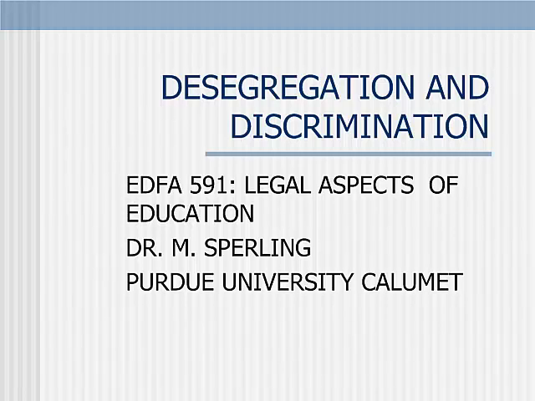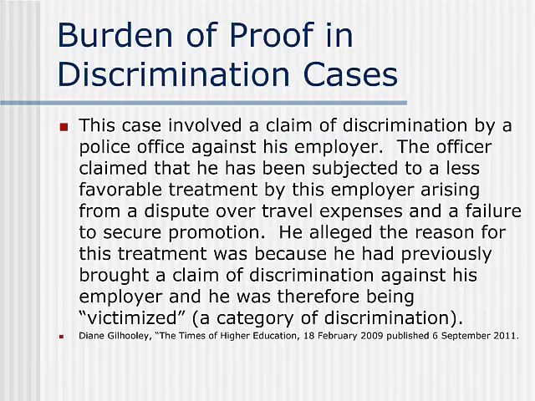We'll now go and talk about burden of proof in discrimination cases. The first case involves a claim of discrimination by a police officer against his employer. Think of it as a teacher against a principal or a superintendent. The officer claimed that he had been subjected to less favorable treatment by this employer arising from a dispute over his travel expenses and a failure for him to secure promotion. He alleged that the reason for this treatment was because he had previously brought a claim of discrimination against the employer and was therefore being victimized, which is a category of discrimination.